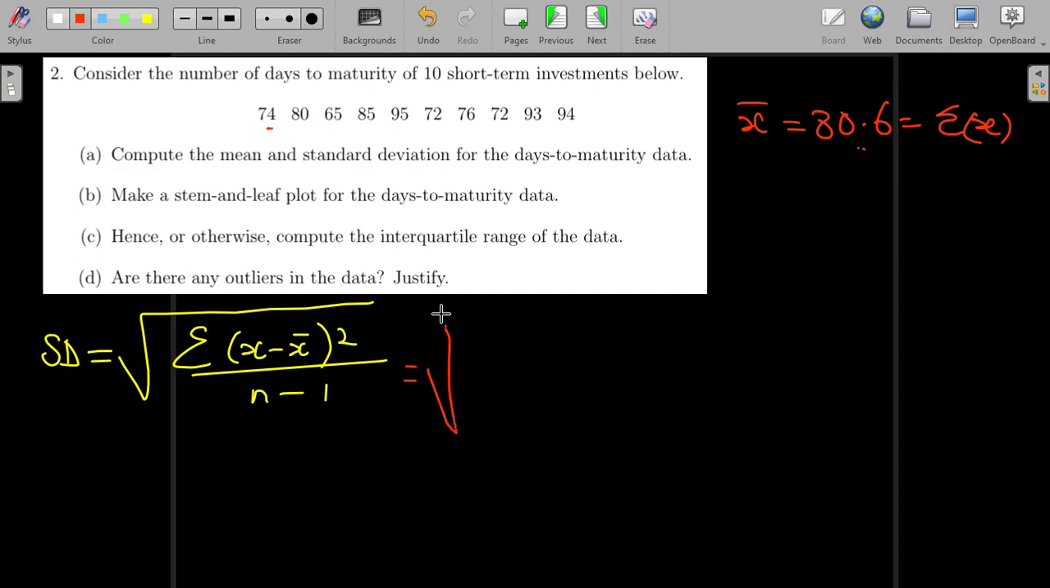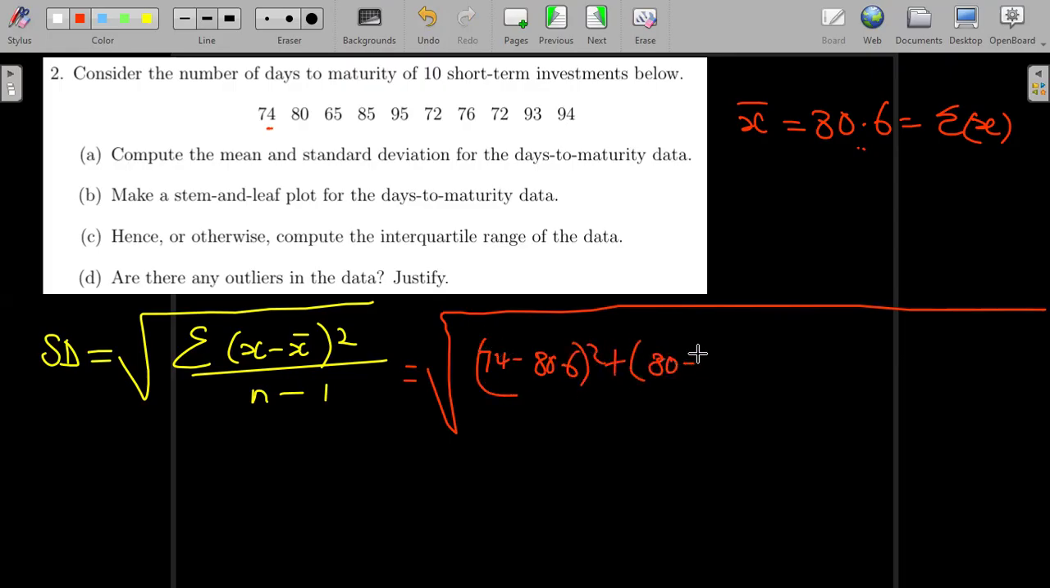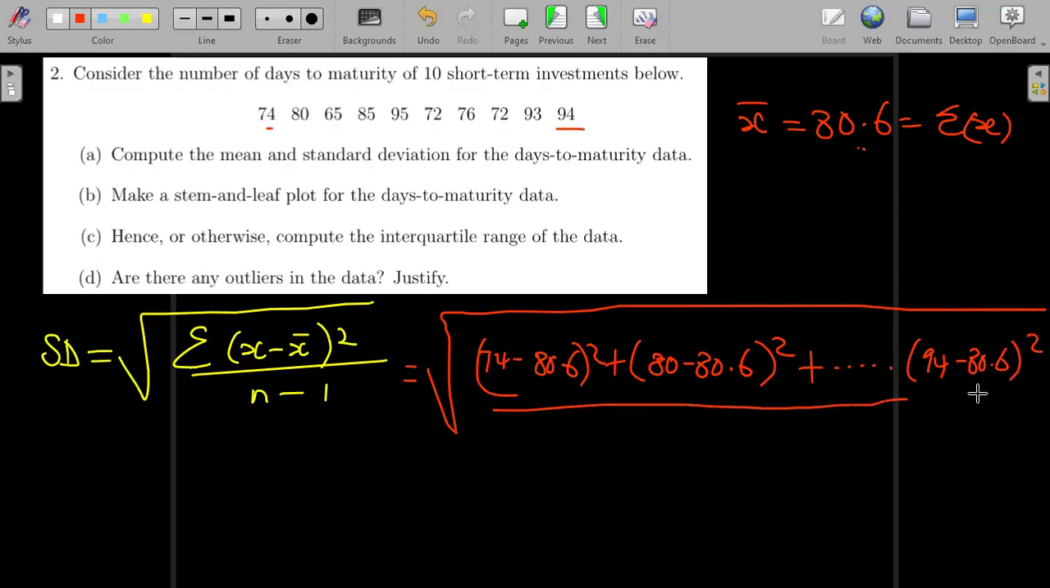So this is going to be the square root of, okay, so I'll start with the first one, 74 minus the mean, which is 80.6, and then we say squared, plus 80 minus 80.6 squared. So we go on and on until we reach the last one here. So the last one will be 94 minus 80.6 squared. And then down there, we're going to have 10 minus 1. Okay, so I'll punch all these squared differences onto the calculator now.